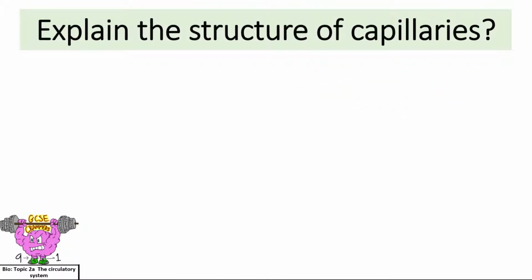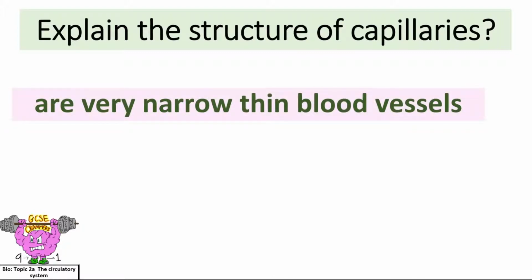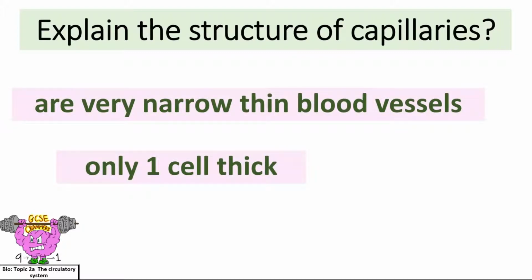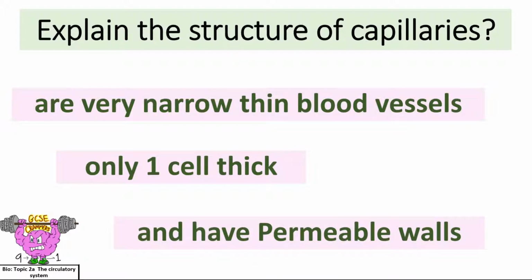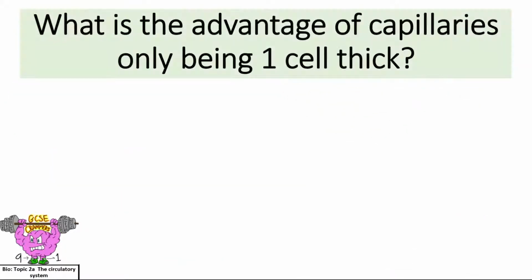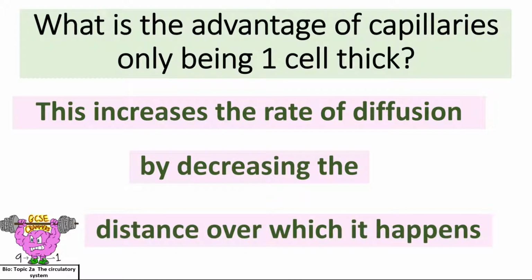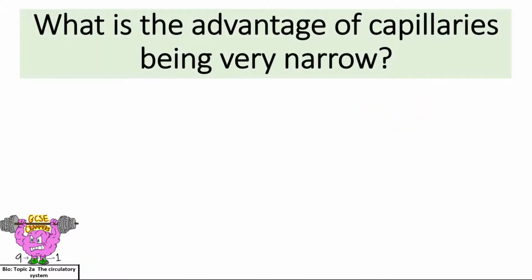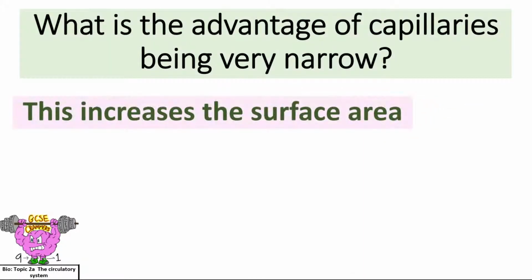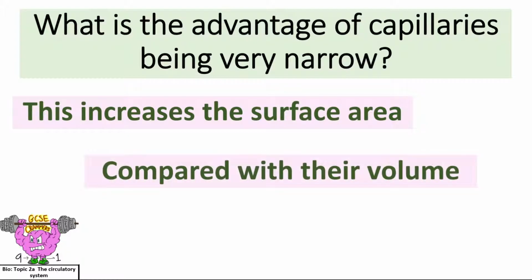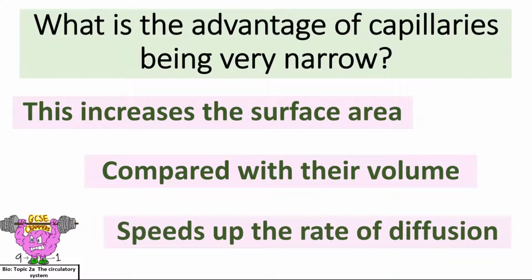Explain the structure of capillaries. Capillaries are very narrow, thin blood vessels, only one cell thick, and have permeable walls. What is the advantage of capillaries only being one cell thick? This increases the rate of diffusion by decreasing the distance over which it happens. And what is the advantage of the capillaries being very narrow? This increases the surface area compared with their volume and speeds up the rate of diffusion.